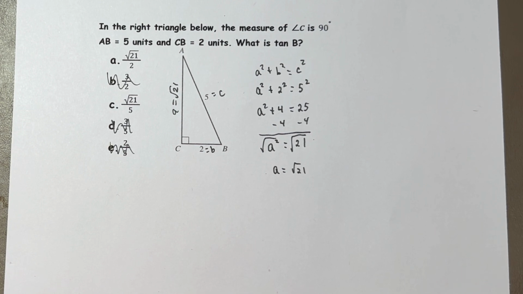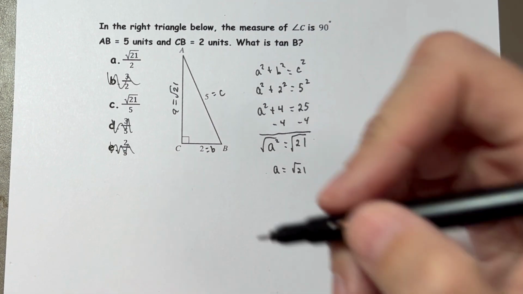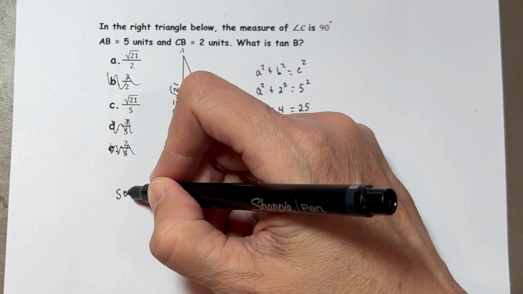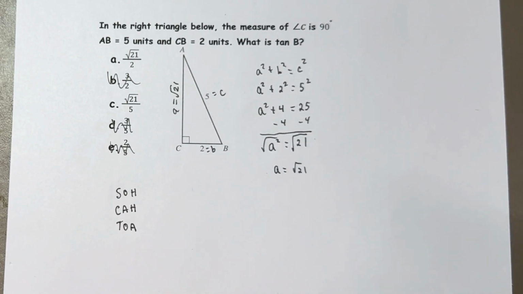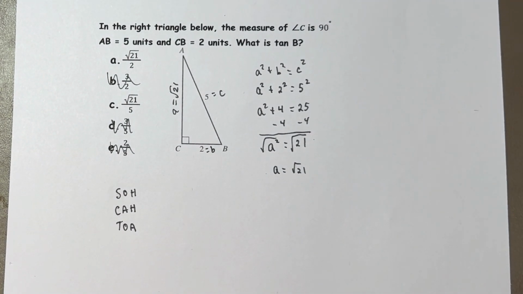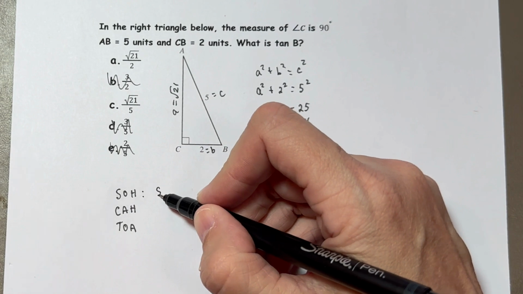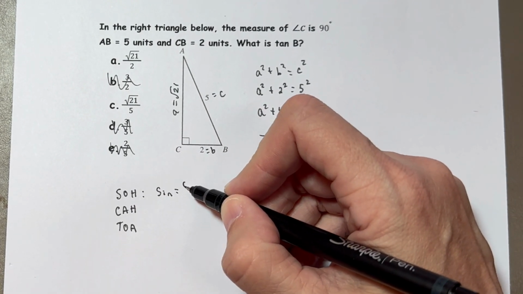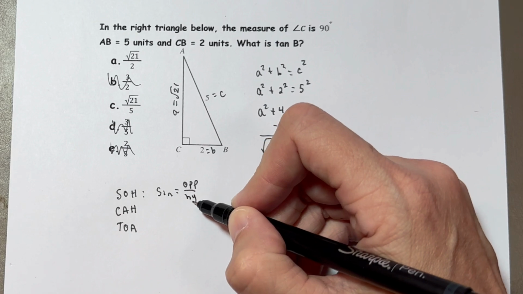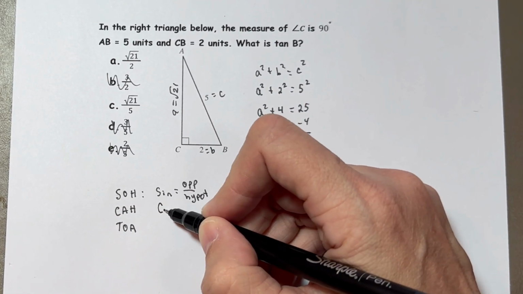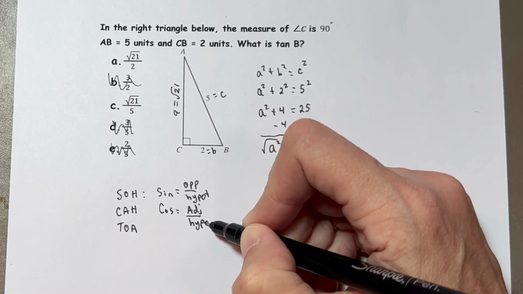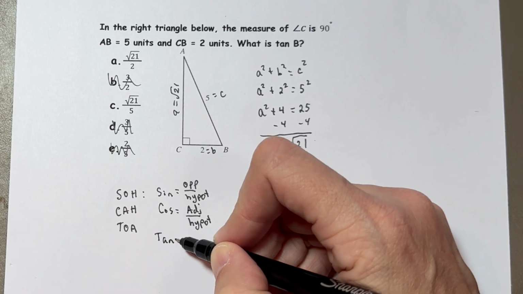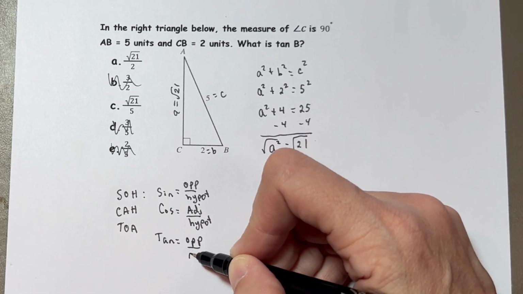What you need to remember when you're working with a right triangle and you're using tangent, sine, or cosine, you need to remember SOHCAHTOA. Keep that in your head. Whenever you think right triangle, ding, ding, ding, SOHCAHTOA. What does this mean again? Sine is equal to the opposite side over the hypotenuse. Cosine is equal to the adjacent side over the hypotenuse. And tangent is opposite over adjacent.